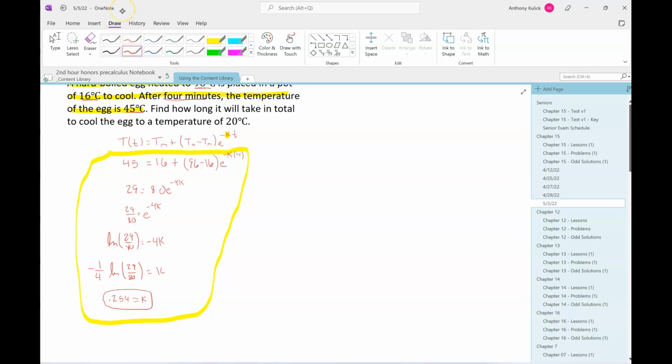Yeah? The next part of the question, the actual part of the question, asks find how long. So what are we going to be solving for? Time. Good. It will take in total for the egg to cool to a temperature of 20 degrees.